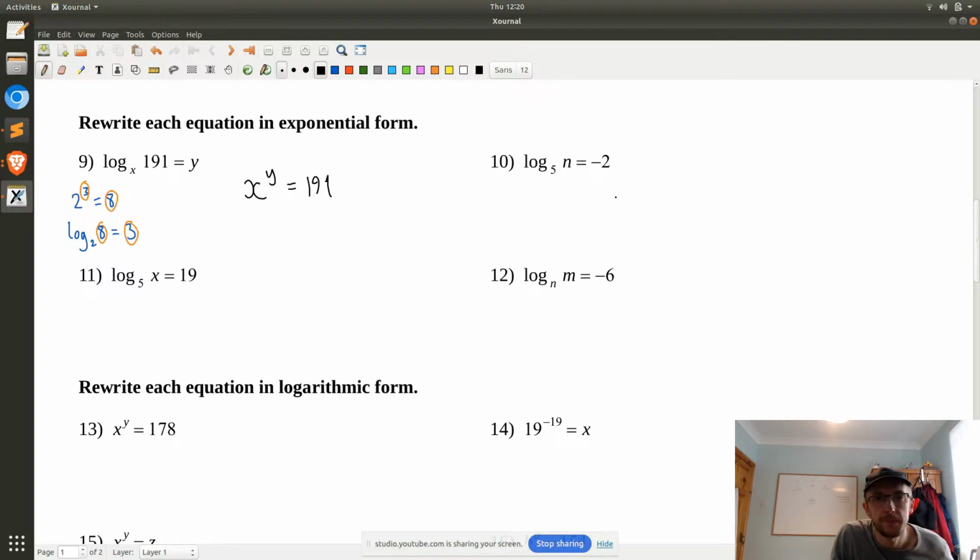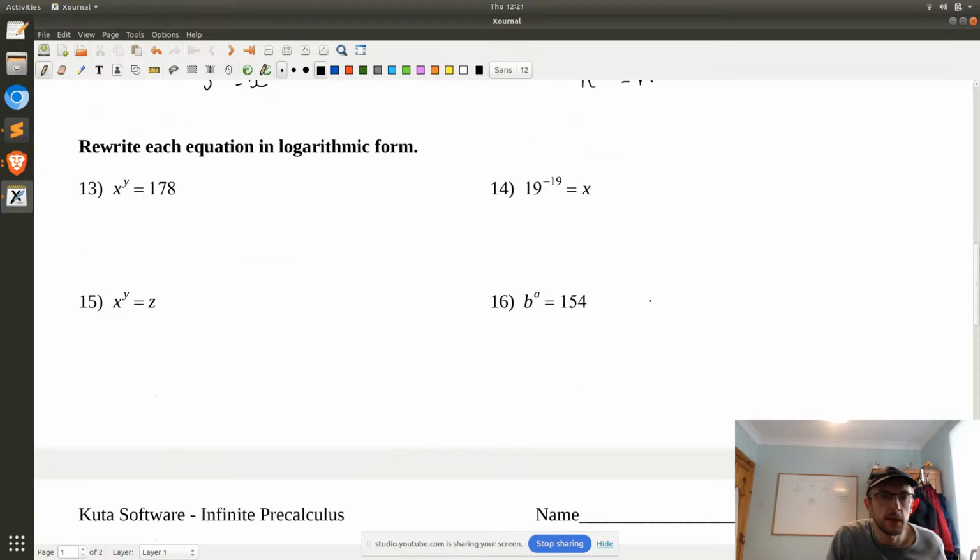Okay. So here in exponential form, log base 5 of n is negative 2. Then 5 to the negative 2 is n. Log base 5 of x is 19. Then 5 to the 19 is x. Log base n of m is negative 6. Then that means that n to the negative 6 is m.